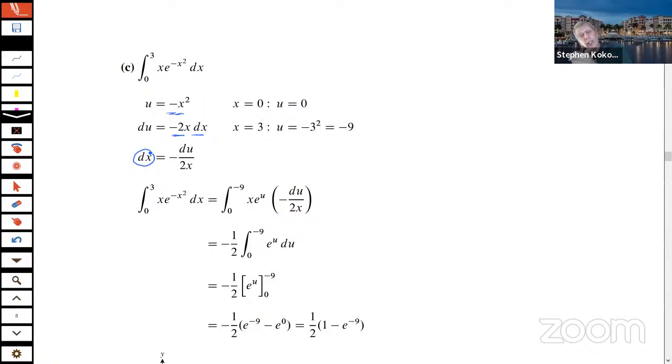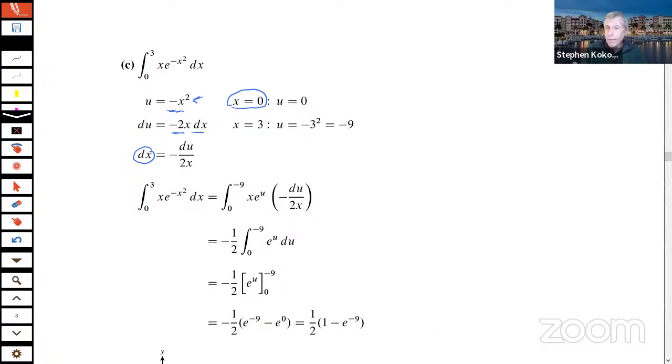Well, with this definite integral, I've got to drag along the bounds also. I'm bringing this integral across this bridge into the u world, so I've got to drag along those bounds. What happens when x is equal to 0? I just plug in x equals 0, and I get u equals 0. When x is equal to 3, it's minus 3 squared, which is minus 9. So the bounds become 0 to minus 9.